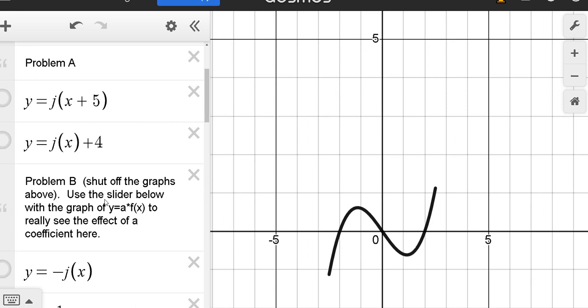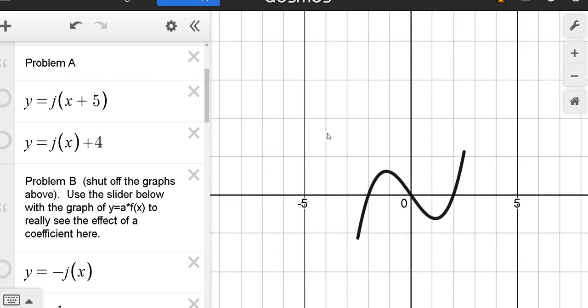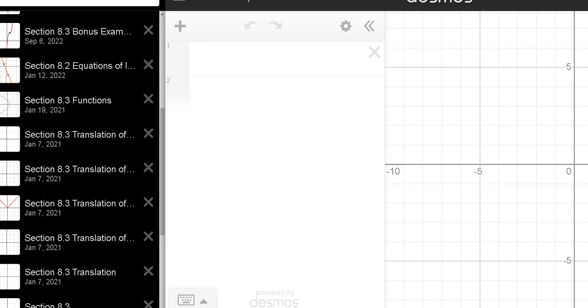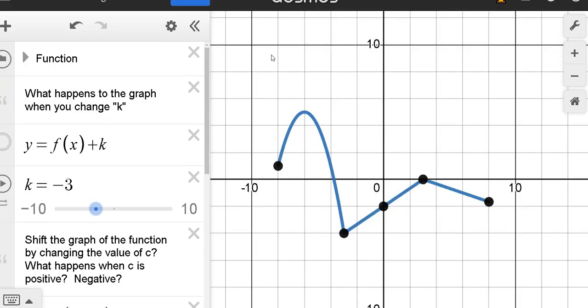Let's move down a little bit further. Now here I kind of regret my choice of j of x because it has symmetry in a couple of ways. It's symmetric across the x-axis and symmetric across the y-axis. So the correct answer here is that it's reflected around the x-axis. That would be the answer I'd be looking for. But just so that you have a better perspective on that, let's take a look at a little bit wilder function.